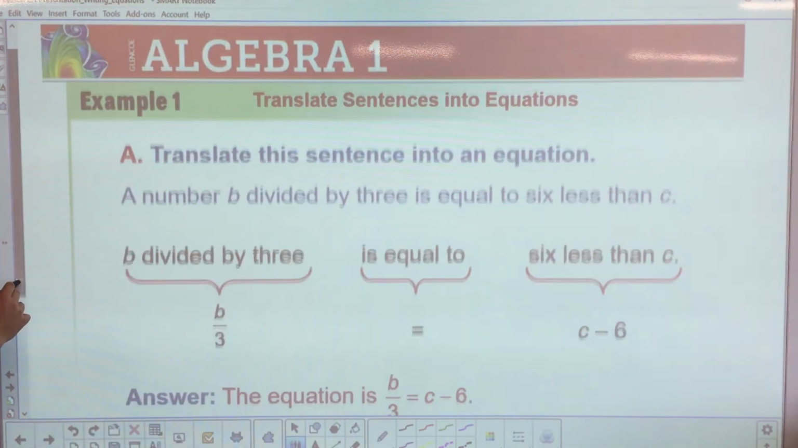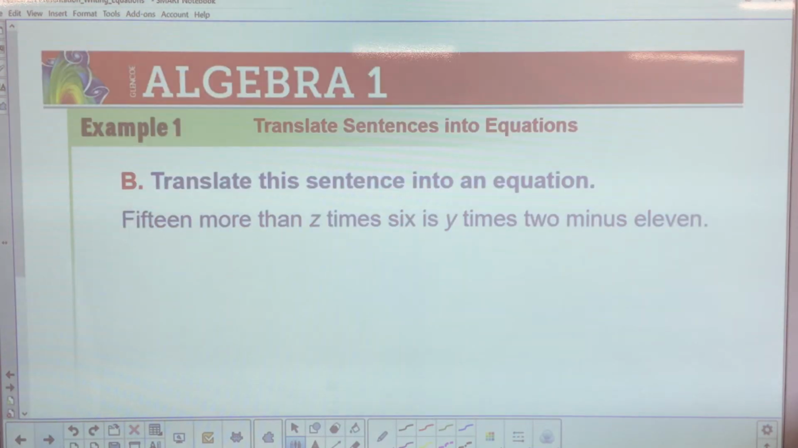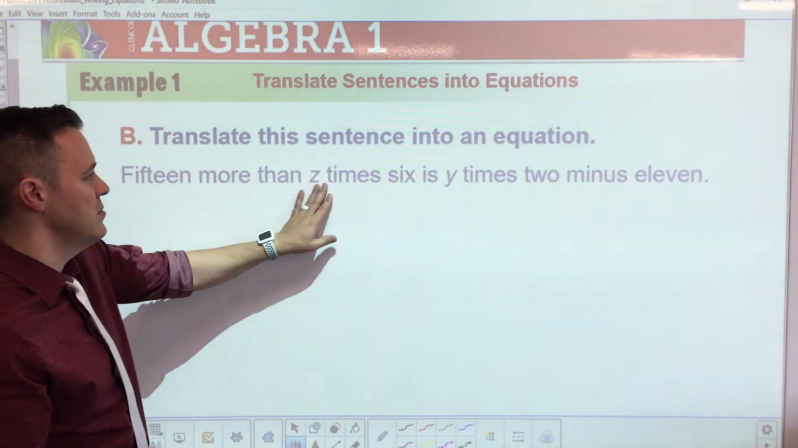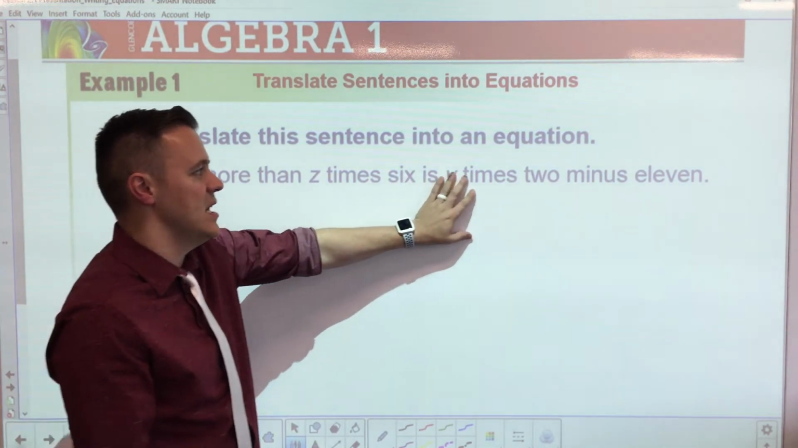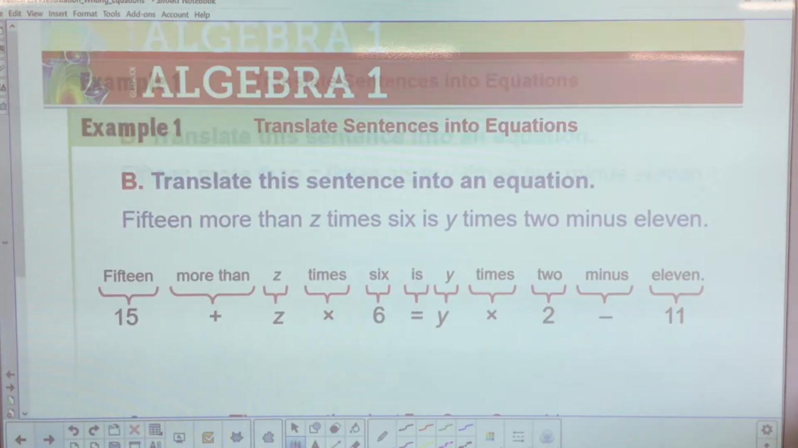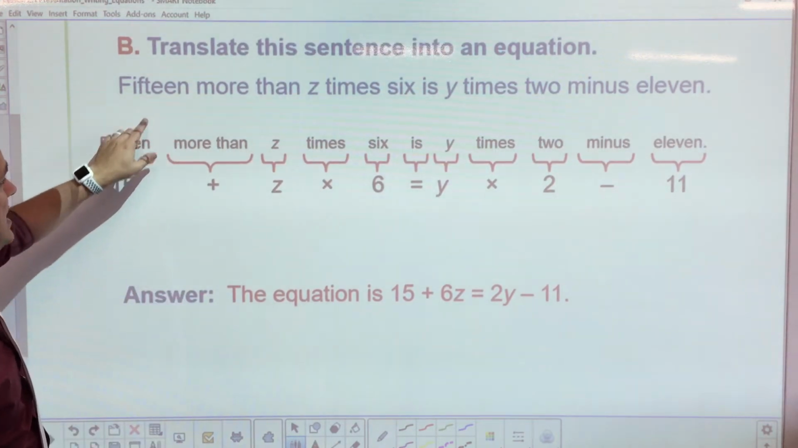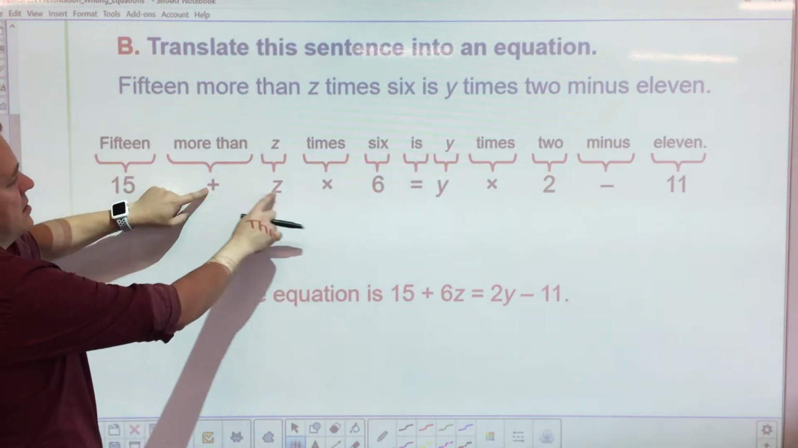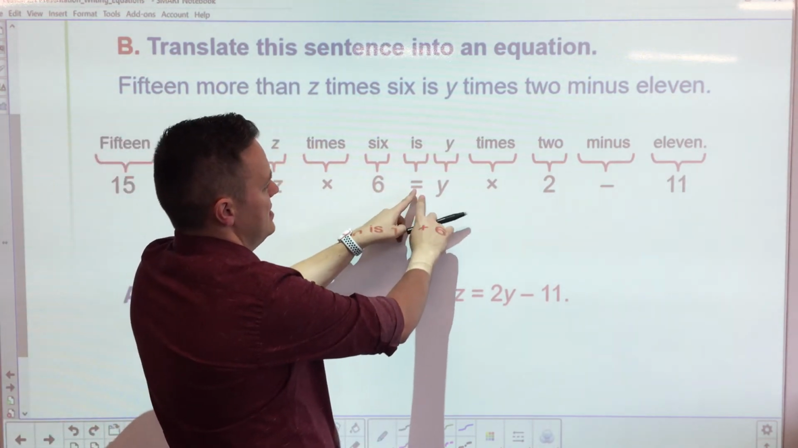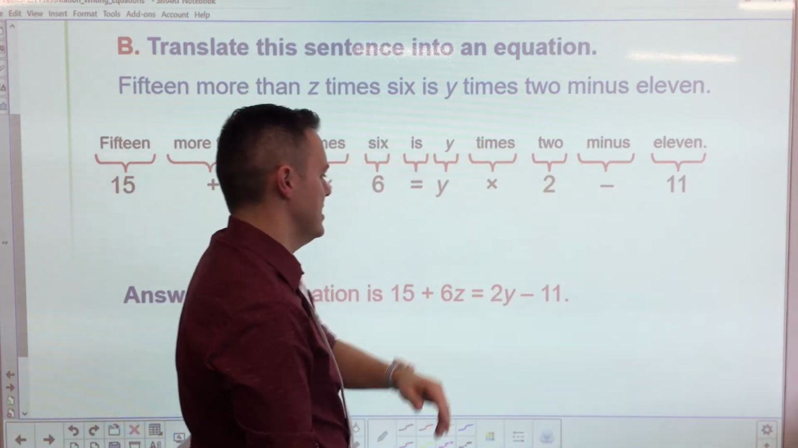Your turn, ladies and gentlemen. Well, look, there it is. Yay, I got it right. Sometimes I forget I leave these up here. Answer B. Translate this sentence into an equation. 15 more than z times 6 is y times 2 minus 11. That's a mouthful, so break it down piece by piece. Okay? 15 more than z times 6 is y times 2 minus 11. Just like it says, ladies and gentlemen.